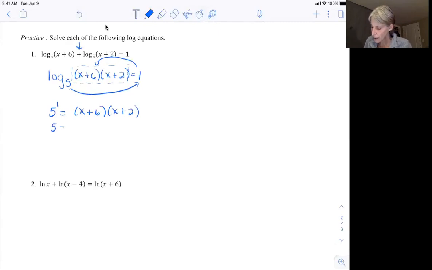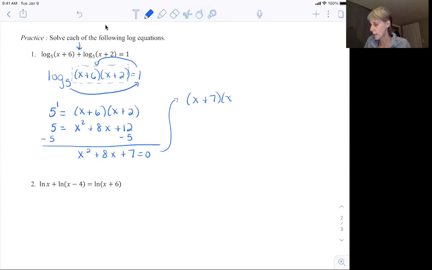So 5 is going to equal, I'm going to FOIL this out, x squared plus 8x plus 12. And now I'm dealing with a quadratic equation. So I get everything on one side and set it equal to 0 on the other. And now I can factor this guy. x plus 7 and x plus 1 equals 0. So my two solutions are going to be x equals -7 and x equals -1.